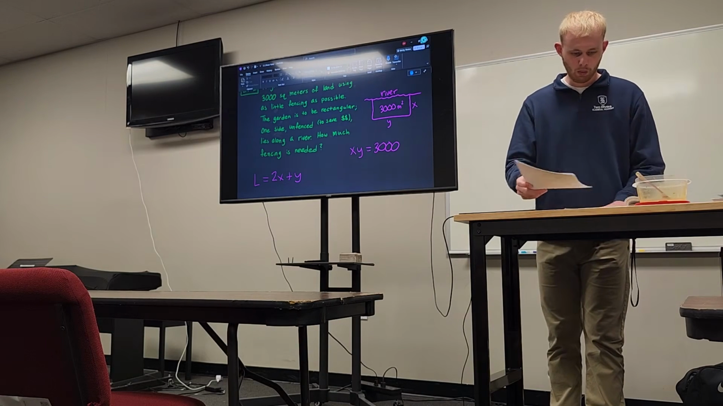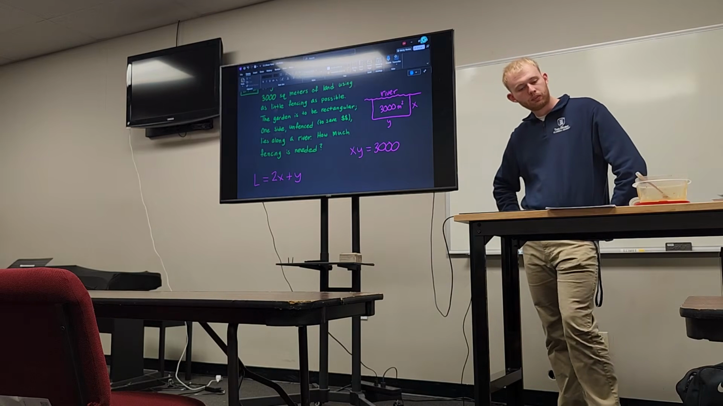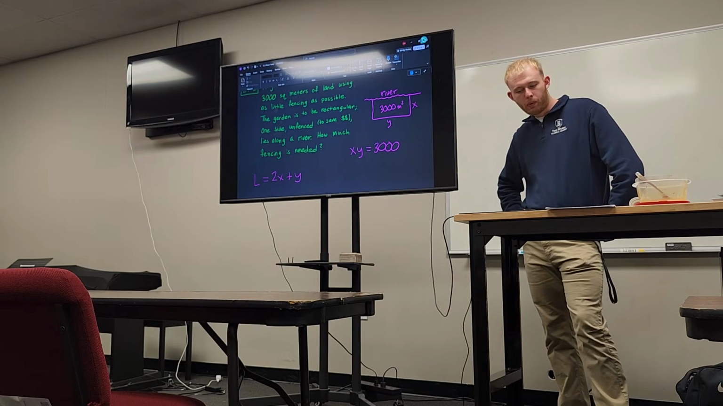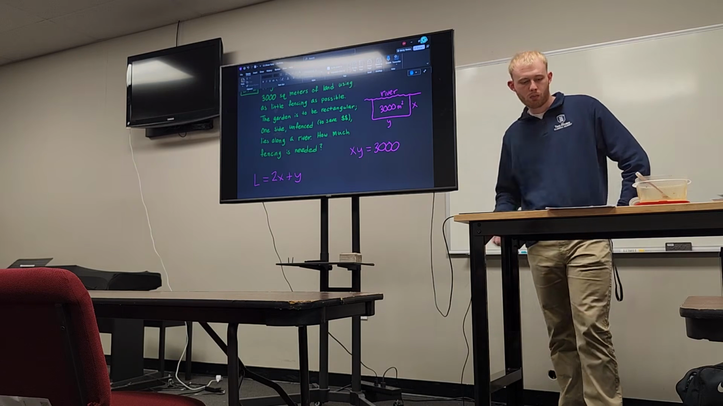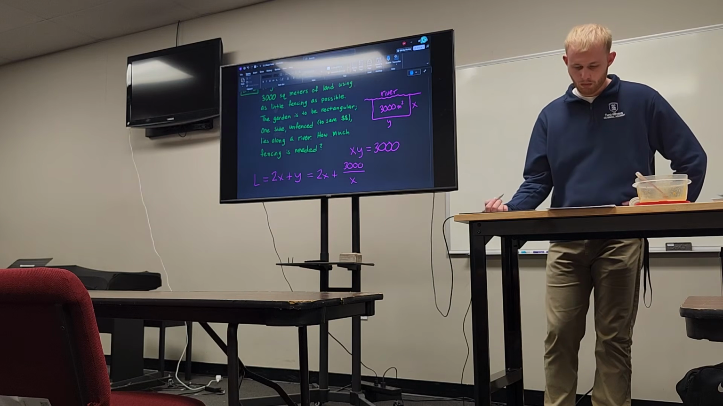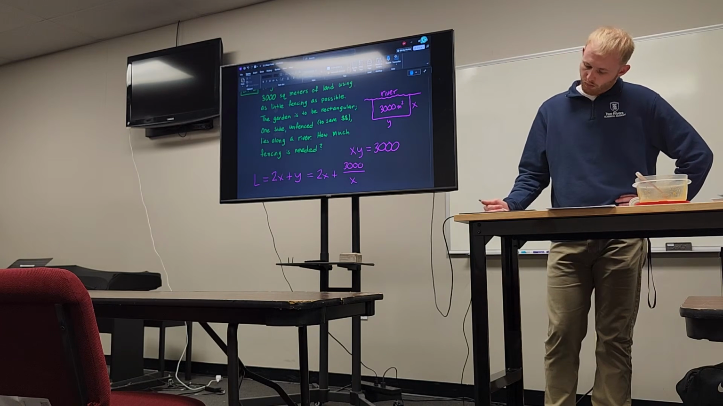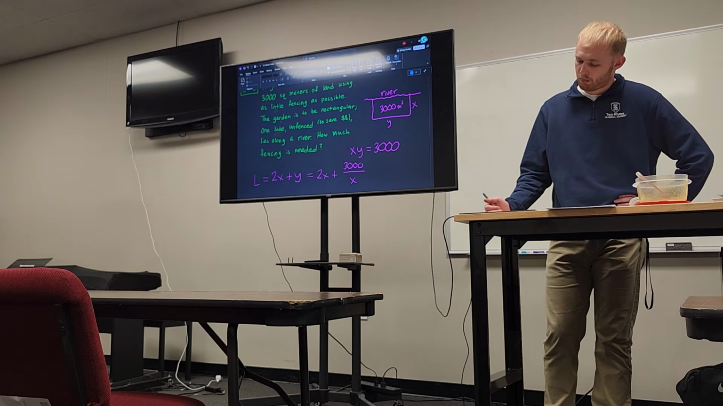So you can do 2x squared. You can multiply just this by 1, right? So what, we would have 2x plus 3,000 divided by x? Yep. But then you can multiply 2x by x over x to make it 2x squared over x. And then you have 2x squared plus 3,000 over x.